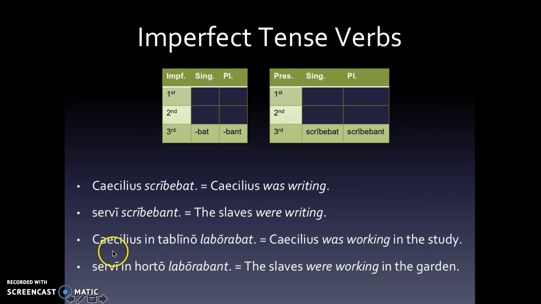Okay, let's throw in a couple other things. So caecilius in tablino laborabat. We have a singular subject, a prep phrase, a singular verb. The BA tells us that we're looking at the imperfect tense. So caecilius was working in the study. Servi in horto laborabant, plural subject, prep phrase, plural verb, imperfect tense because of the BA. So the slaves were working in the garden.